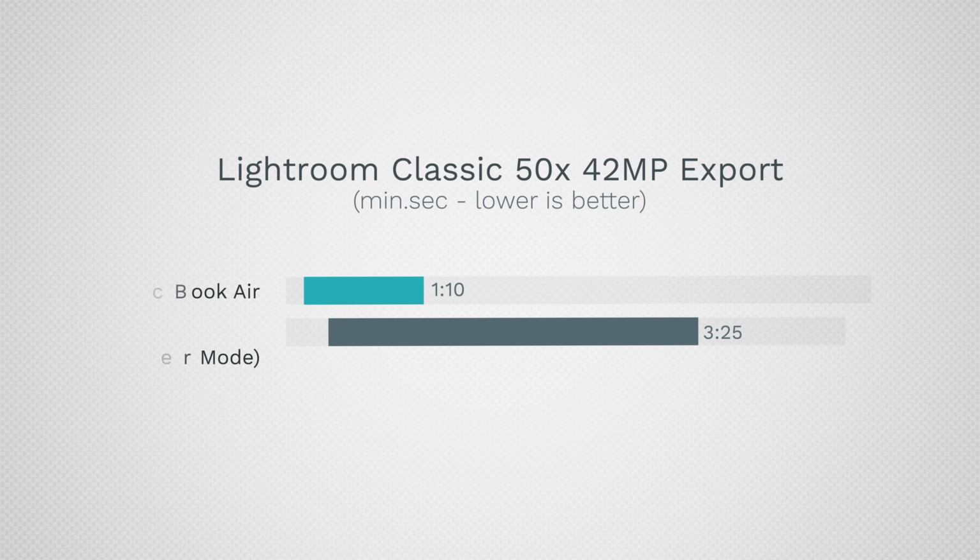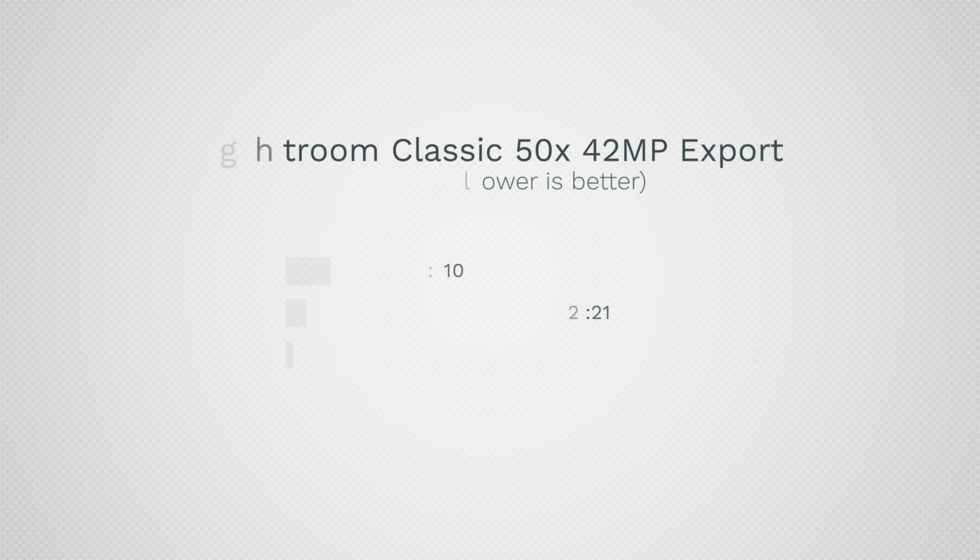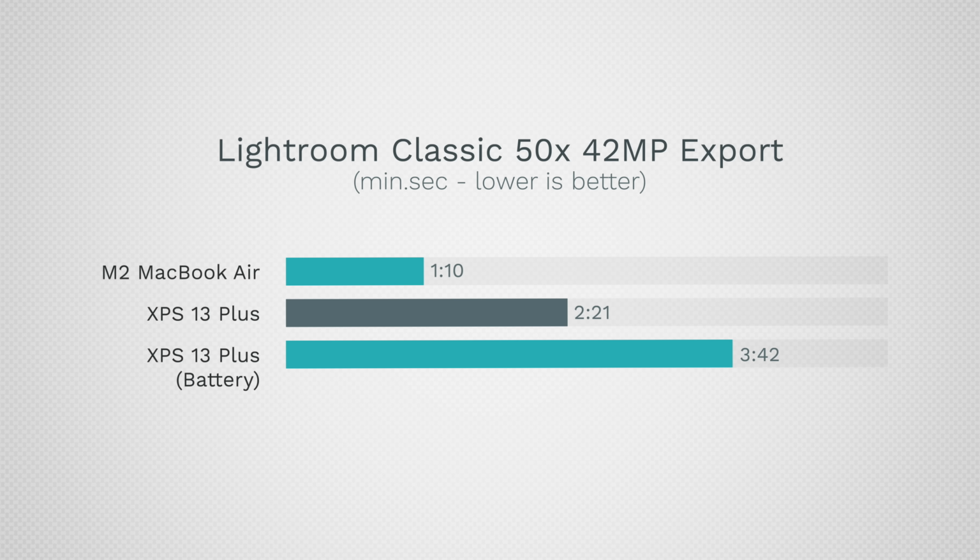Now, what are the results of this export? I mean, you would think, man, we're using so little power. The thing is super cool. You don't even notice it. It's gonna, you know, sip battery. It must be extremely slow, right? Well, that took 3 minutes and 25 seconds to export these 50 images, whereas the Dell took 3 minutes and 42 seconds when it is running on battery, and that is using closer to 10 times more power, which blows my mind.